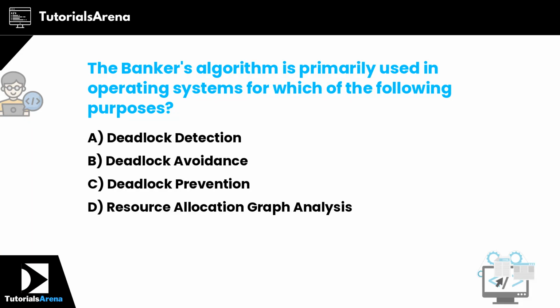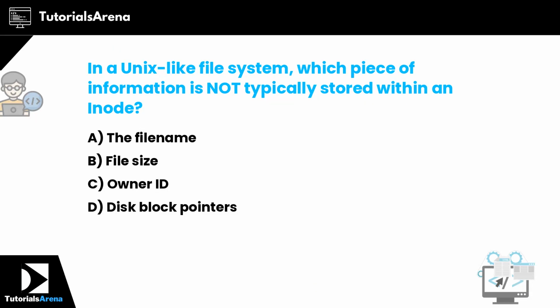The banker's algorithm is primarily used in operating systems for which of the following purposes? The correct answer is option B, deadlock avoidance. In a Unix-like file system, which piece of information is not typically stored within a node? The correct answer is option A, the file name.